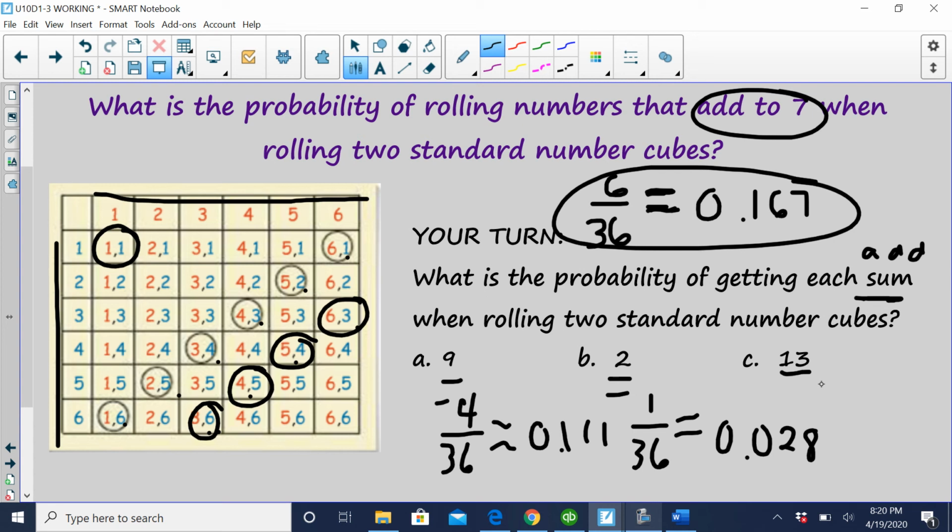The last one says, what is the probability of getting a 13? Well, when I look at my chart, my largest number is 6 and 6, and if I add 6 and 6 together, this equals 12. So is it possible to get 13? No. So it would really be 0 out of 36, or I could really say 0. It's absolutely not going to happen. It's not possible.